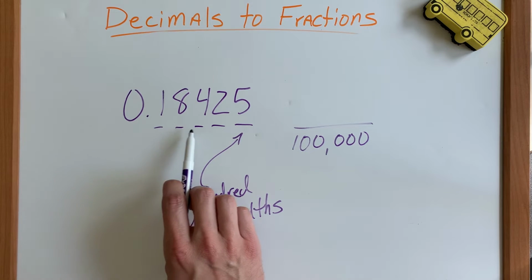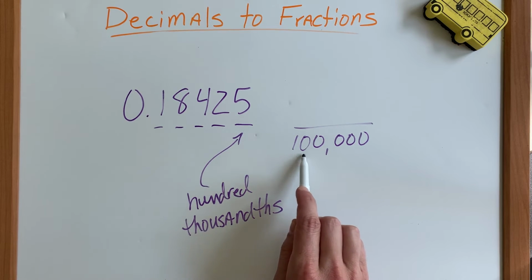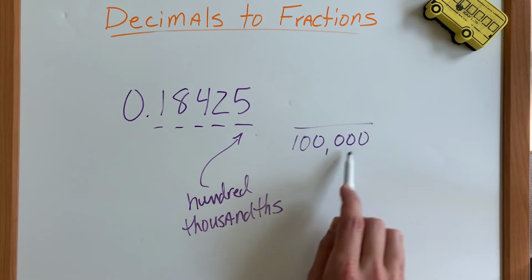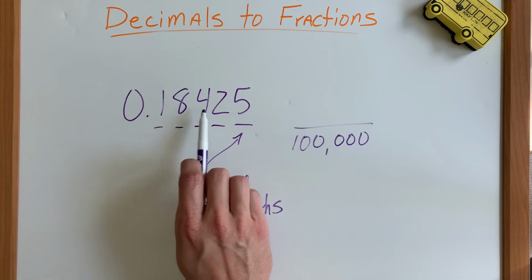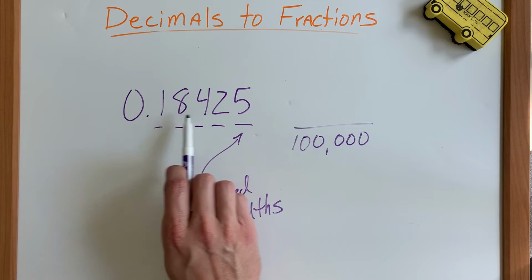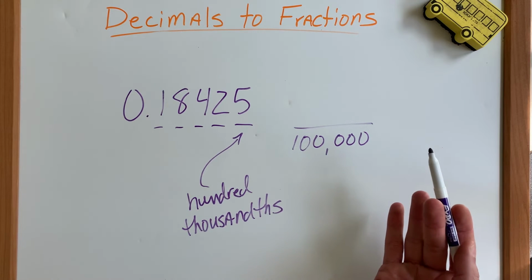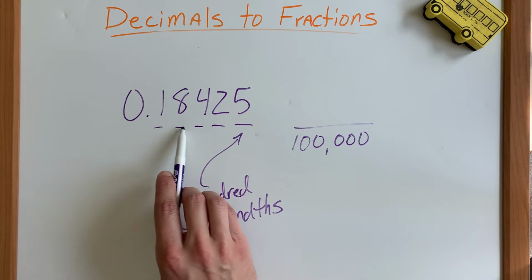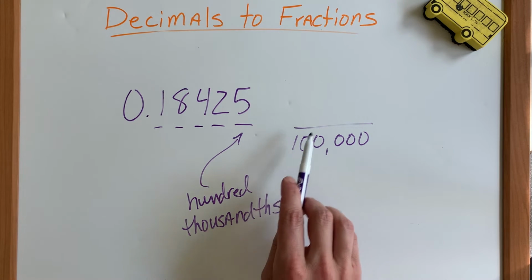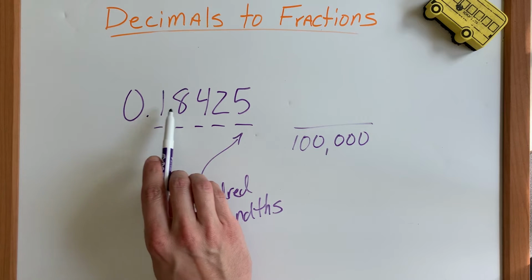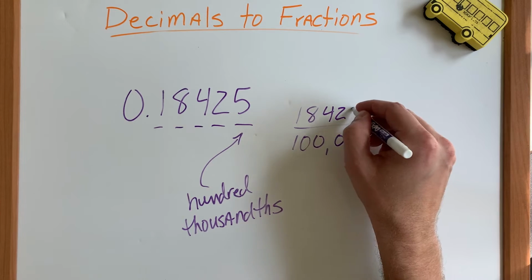Notice that we have 1, 2, 3, 4, 5 place values or digits to the right of the decimal, and 1, 2, 3, 4, 5 zeros. And that pattern will hold true. If I had 184, that would be 3 decimal places, and it would be in the thousandths place, and 1,000 has 3 zeros. So that pattern works. However many place values to the right of the decimal is how many zeros you have in the denominator of your equivalent fraction. Then we're going to carry the numbers over, 1, 8, 4, 2, 5.